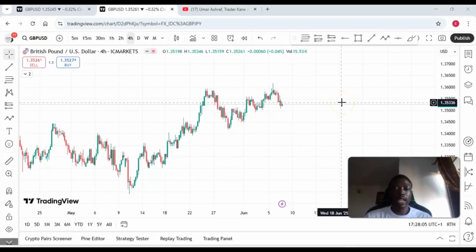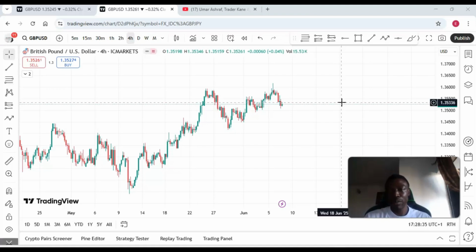Let's start with the definition of supply and demand zones, or resistance and support zones. You can either call it a resistance zone or a supply zone, or you call it a support zone or a demand zone. Supply in the sense that the market will always sell, and demand in the sense that the market will always buy.